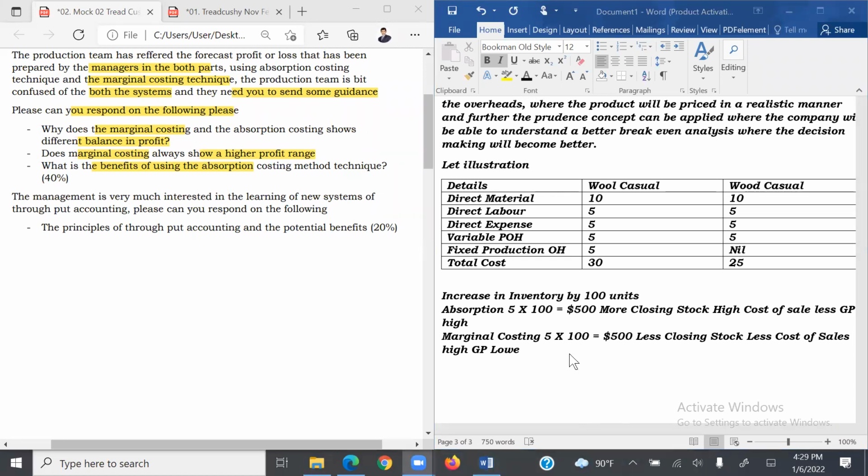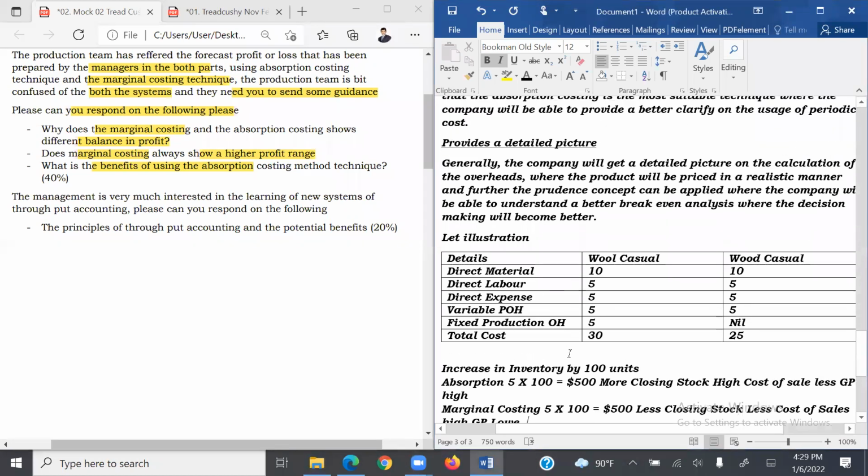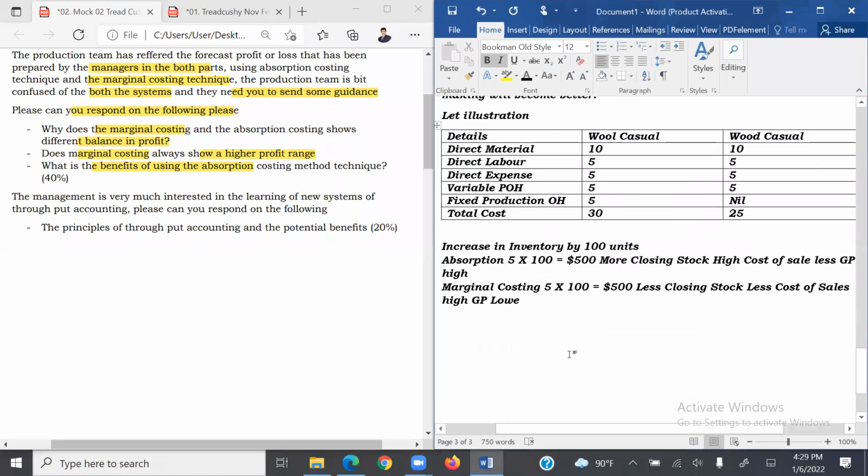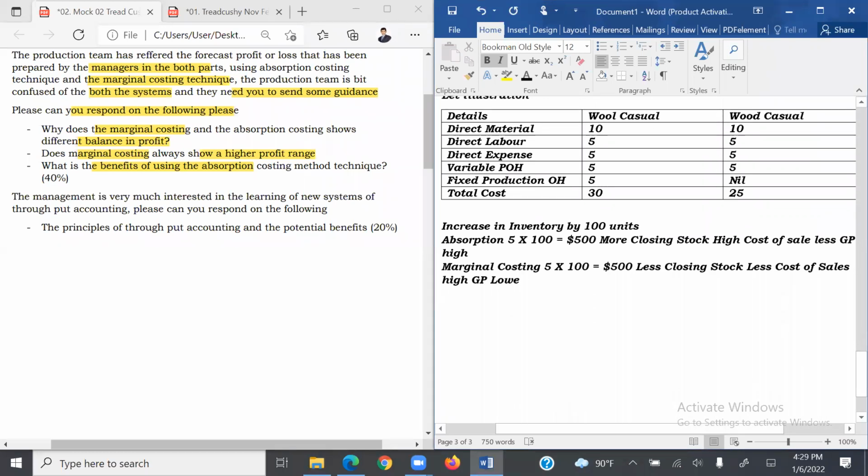Thank you very much. So students, this is the application. So before we go into the throughput accounting and the benefits of that, what we can do is, students, we can go for a 5 minutes break. Thank you very much, students.